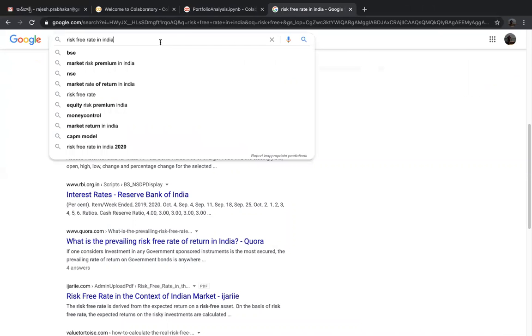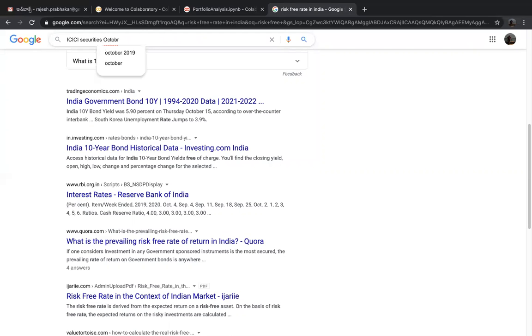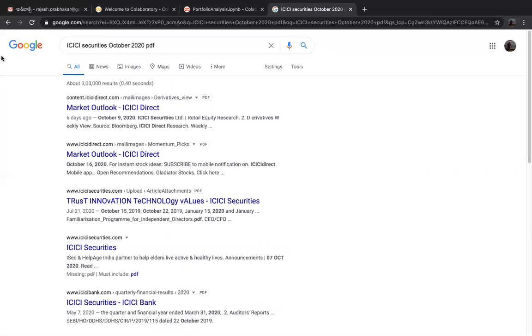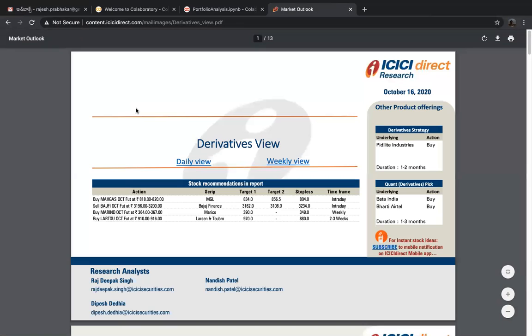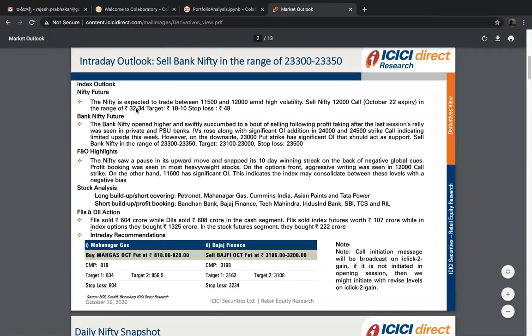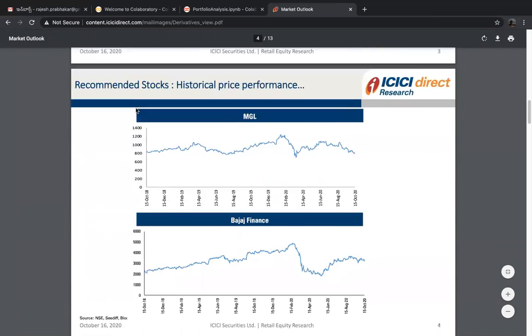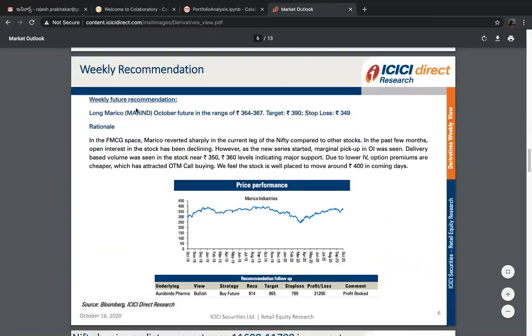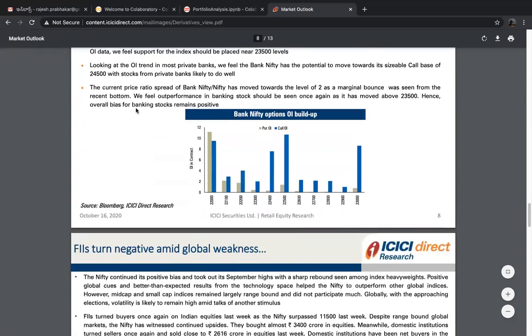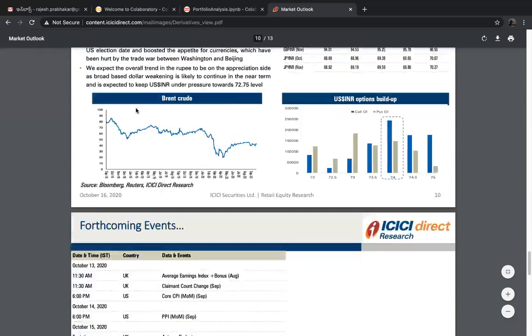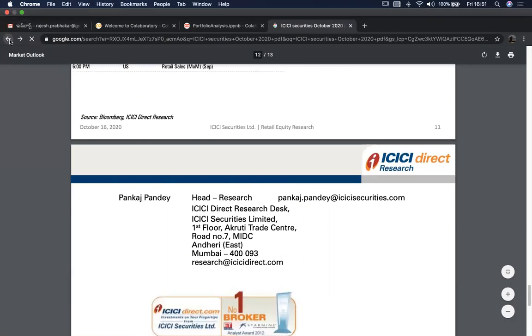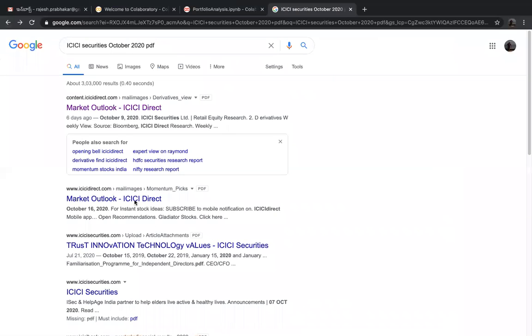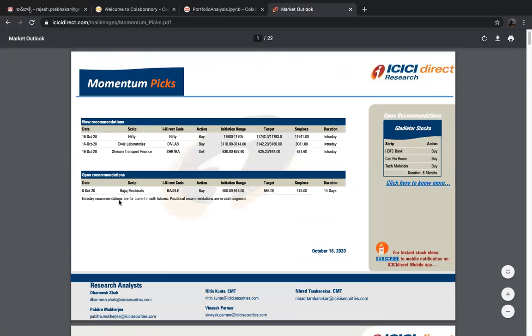So let us say, I'll show you now, ICICI Securities. What is this month? October, right? October 2020 PDF. Market outlook, ICICI Direct. See here, derivatives, intraday outlook and sell. Now, based on historical performance and weekly recommendations, they give this, and they go into the forthcoming events. Not this one. So I'll show you the market outlook. Momentum page.